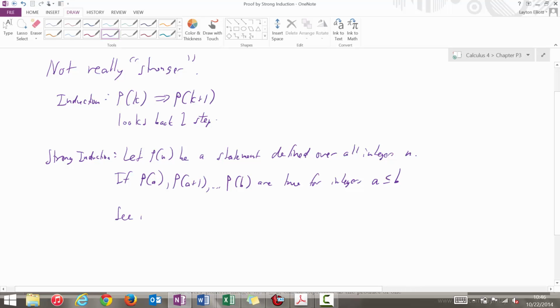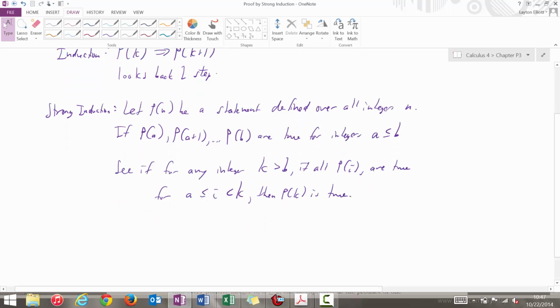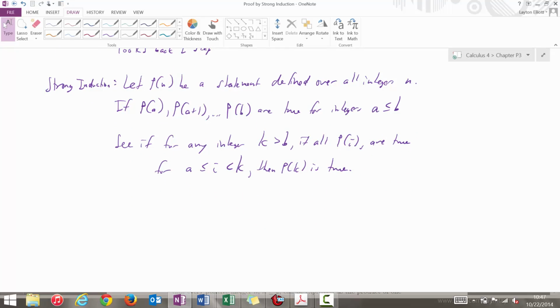We want to see, for any integer k greater than b, if all the P of i are true for a less than or equal to i less than k, and if that's so, then P of k is true. Now, that's a very mathematical way to describe it. I'm going to describe it a little bit more simply as we move through some examples, and you'll hopefully get the feel for how this works.